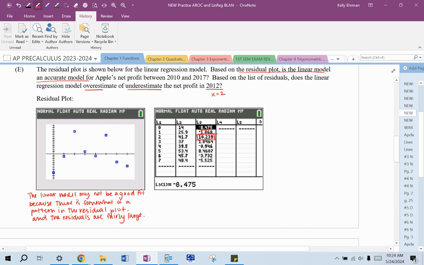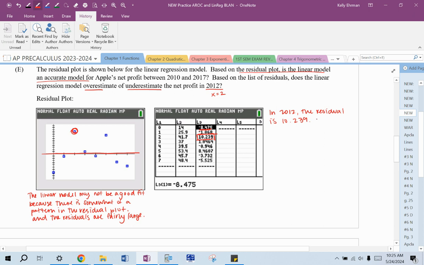That residual is 10.239. So I'm going to say that in 2012, the residual is 10.239. This positive residual means that the point that we're looking at is sitting above. It's this point right here, right? Here's 0, here's 1, sitting above the line of best fit. Remember, this is the line of best fit, just sort of flipped on its side.